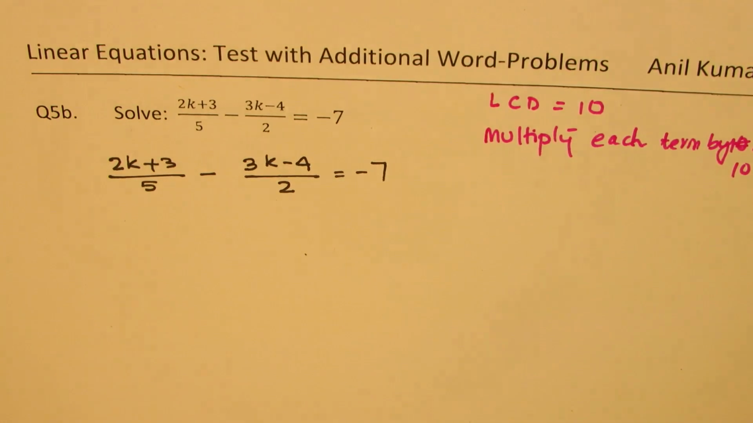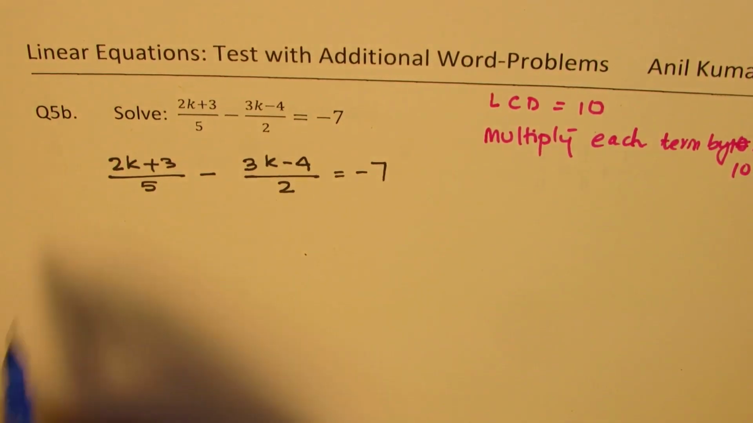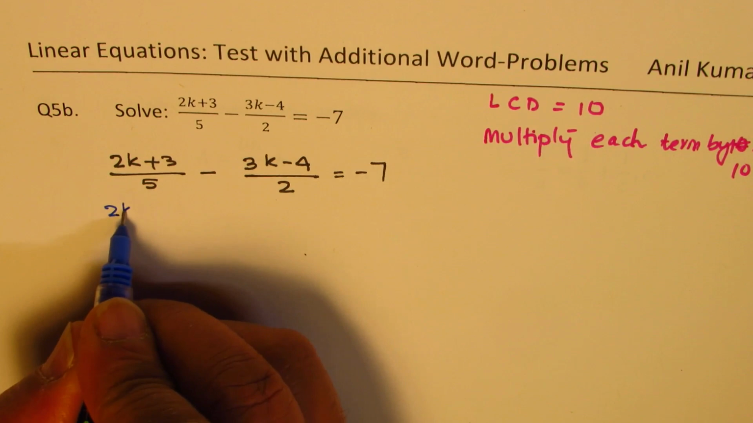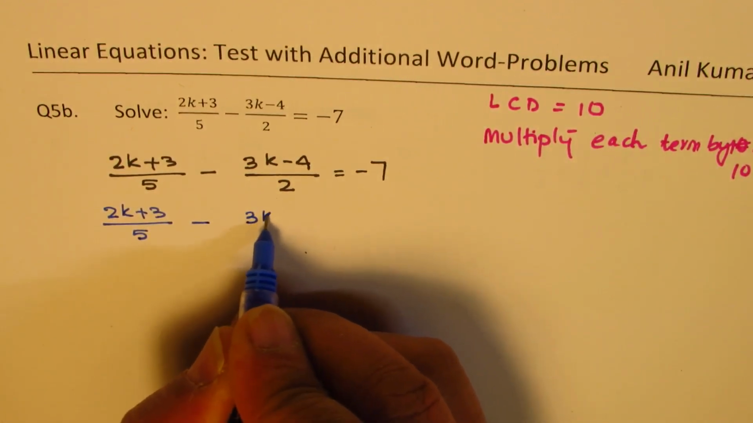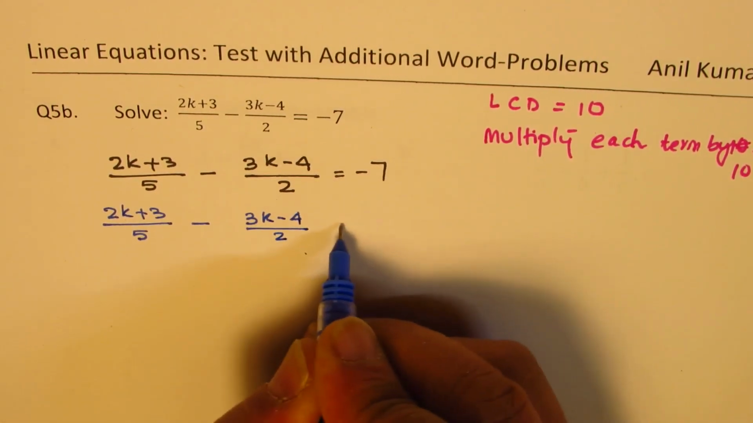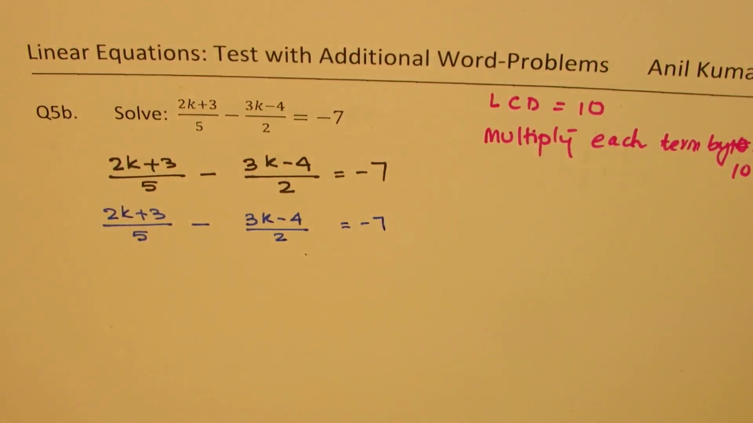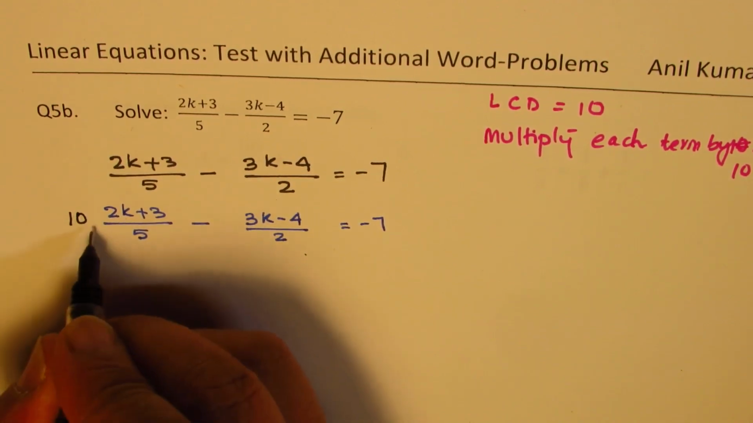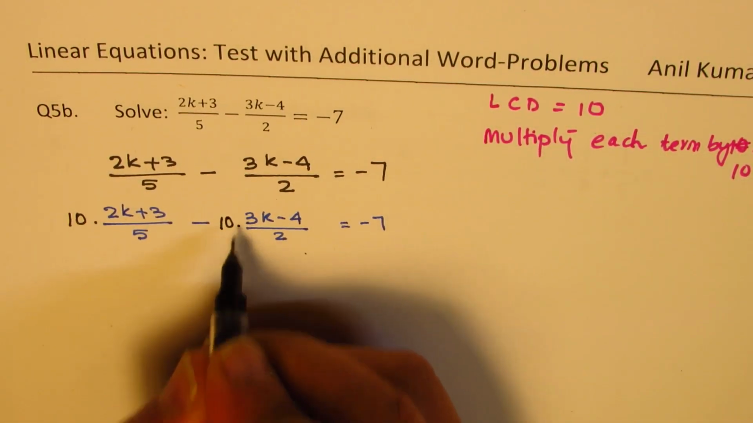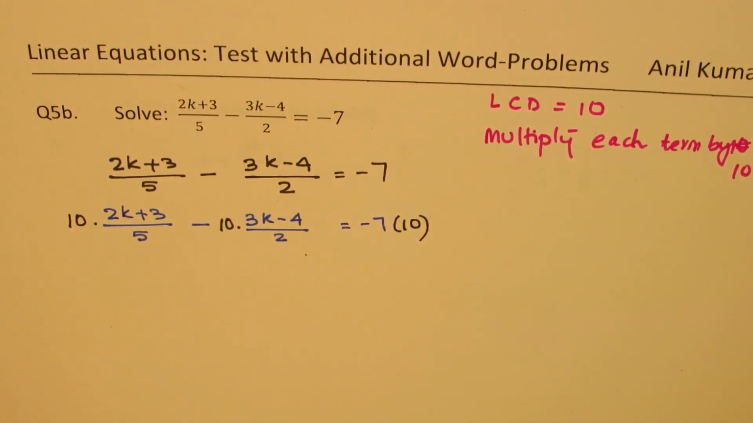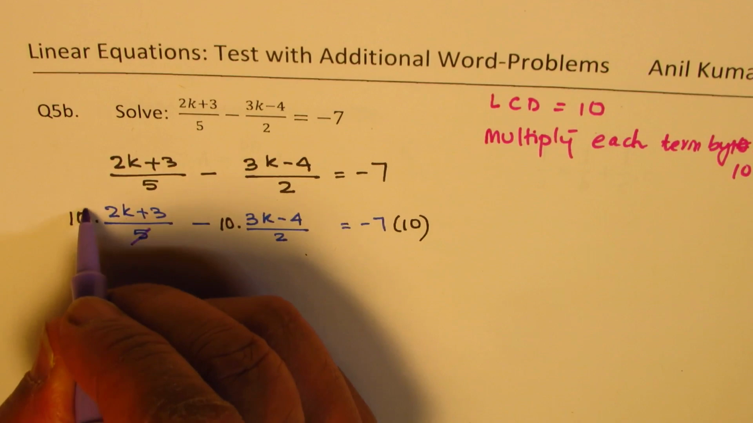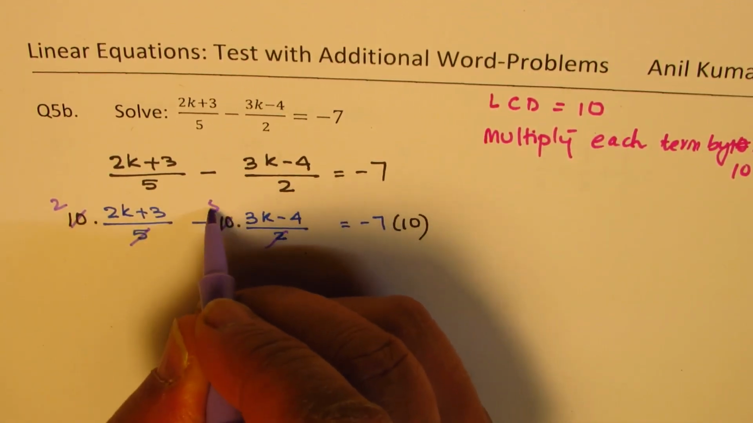Correct? Multiply each term by 10. So what really happens is something like this. So we have 2k plus 3 over 5 minus 3k minus 4 over 2 equals to minus 7. So when I multiply by 10 like this, this also times 10, this also times 10, correct? So I have multiplied each term by 10. So what really happens is that it's easier to simplify. Denominator is totally gone. 5 goes 2 times, here 2 goes 5 times, correct?